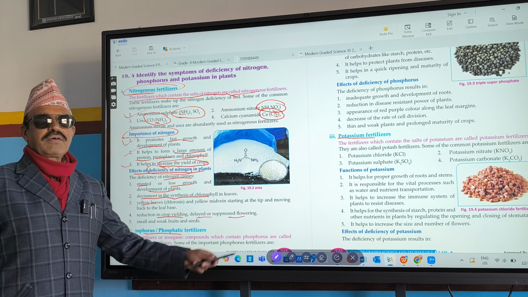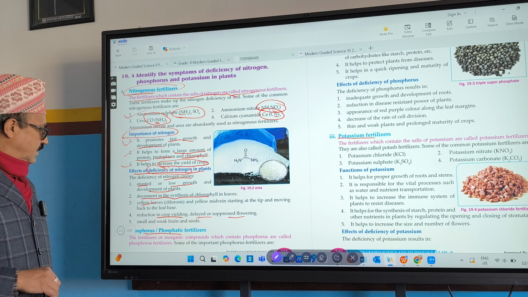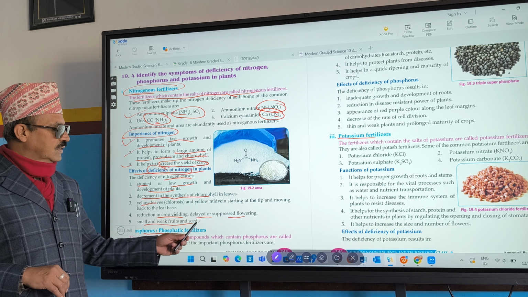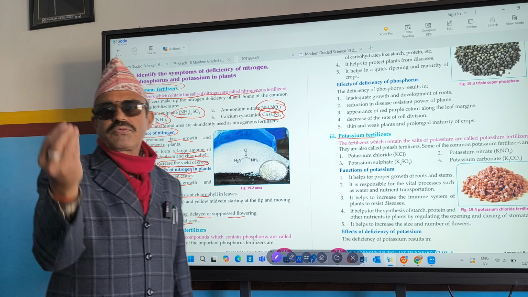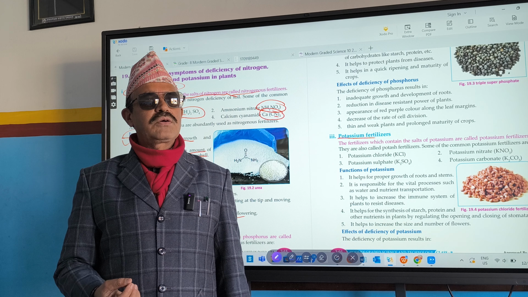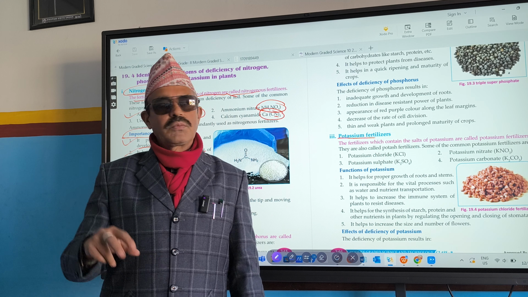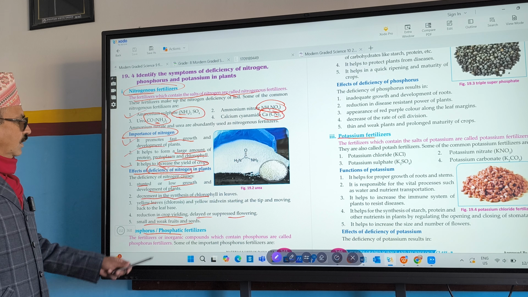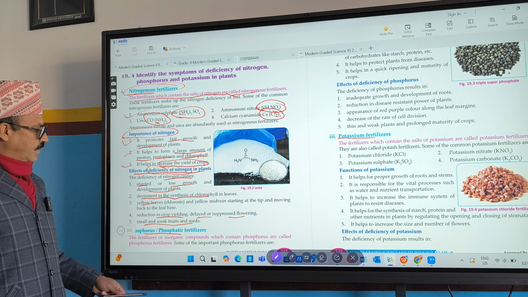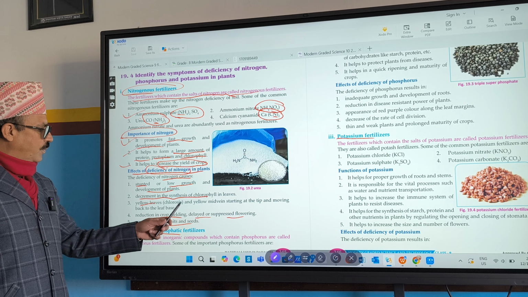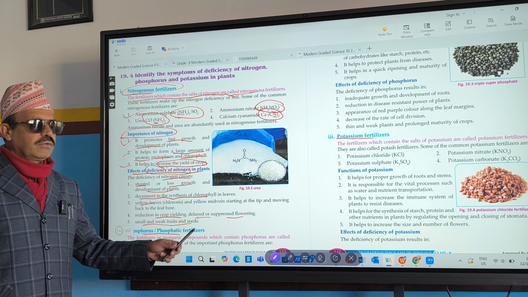Delayed or suppressed flowers are produced very late. And small and weak fruits and seeds. And seeds may fall down, fruits may fall down, and farmers will be in loss. Major points to remember: low growth, reduction in crop yielding, small and weak fruits.